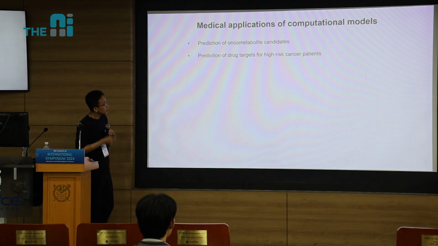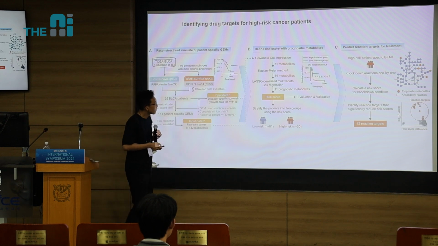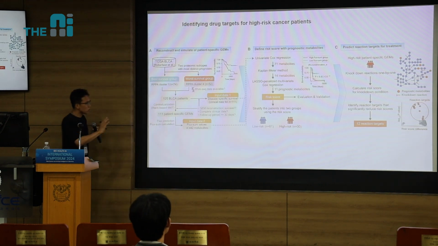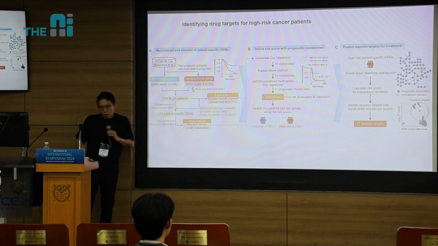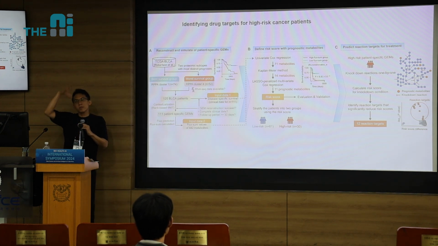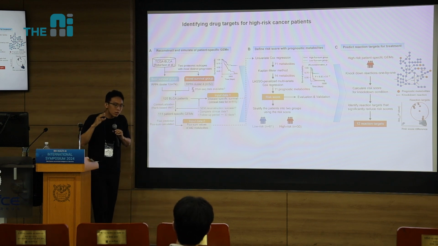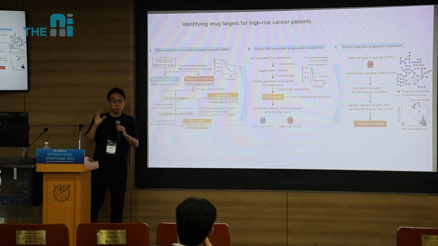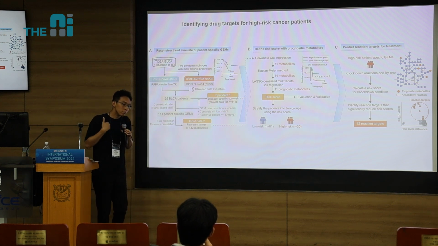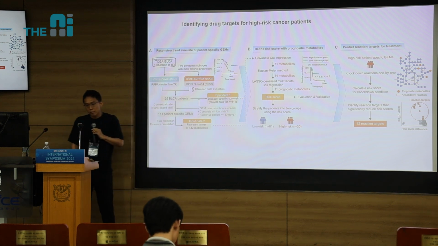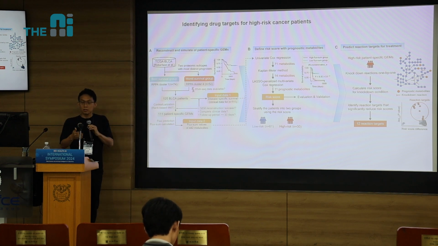The second topic is about predicting drug targets for high-risk cancer patients. It looks complicated. I'll again try to make it very simple. Now, the motivation is that even for people suffering from the same cancer type, let's say bladder cancer, some people show good prognosis, which means they have an extended life span. Others show poor prognosis, which means that they may die at some point.